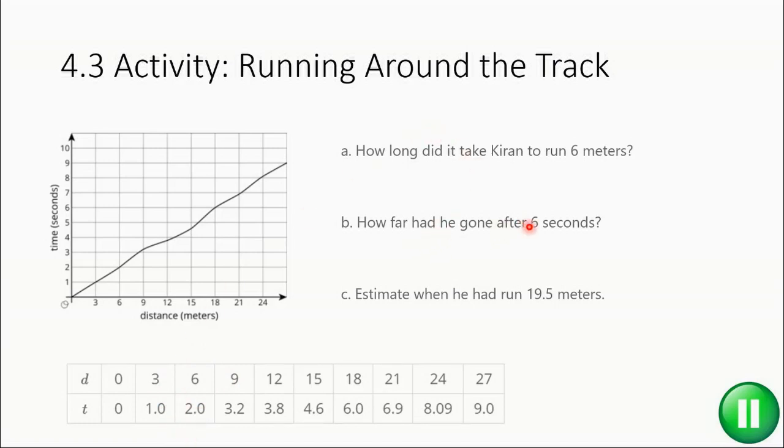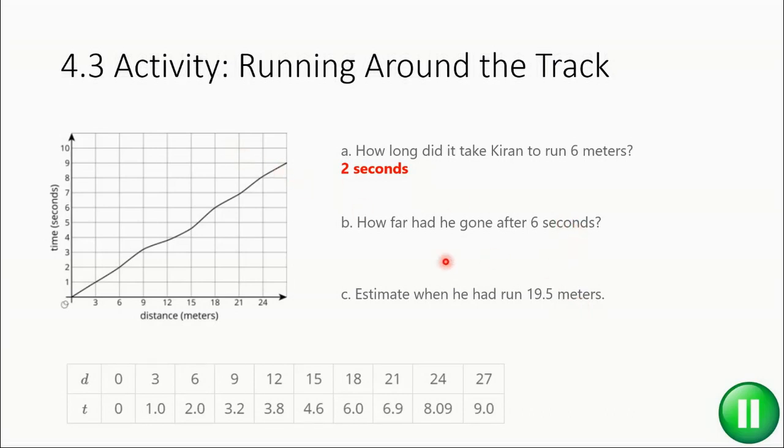All right, how far had he gone after 6 seconds? So if I come up here to 6 seconds and I go over, let's see what else I get. Hold on one second. Let me move this out of the way. So I come up with 2 seconds. Now for B, how far had he gone after 6 seconds? Go ahead and pause the video, see if you can figure that one out as well while you're pausing your video. When you're ready, resume and we'll go from there. Okay, ready, set, go.